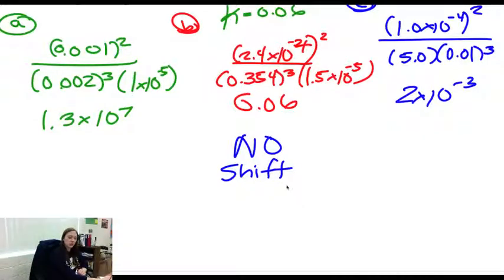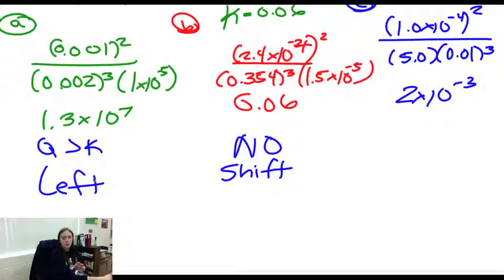All right, now the question is, which way are these two going to go? Well, here, my Q is way bigger than my K. If Q is bigger than K, that means I have too many products, so it needs to go left to eat those products up, or use the products up. And the other way, here, my Q is way less than my K, and negative 30 smaller, which means that I need to move to the right, because my reactant number is too big.